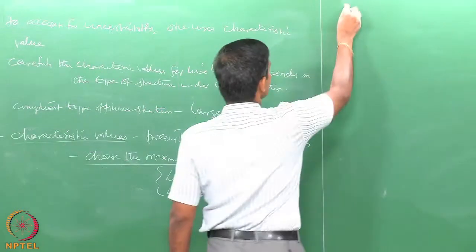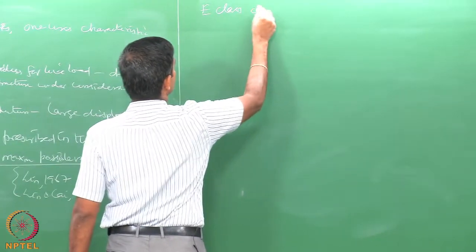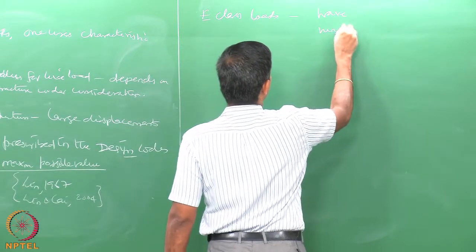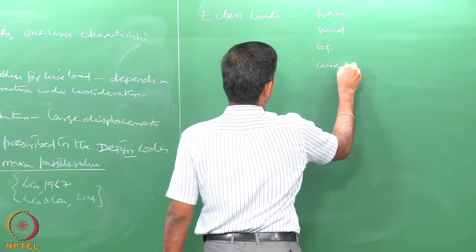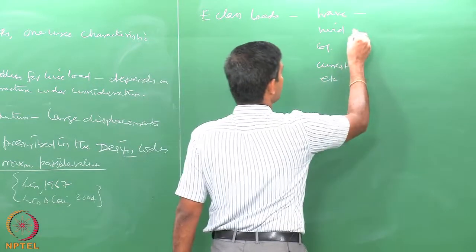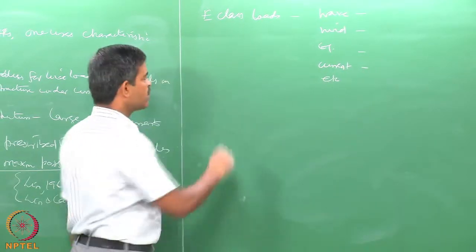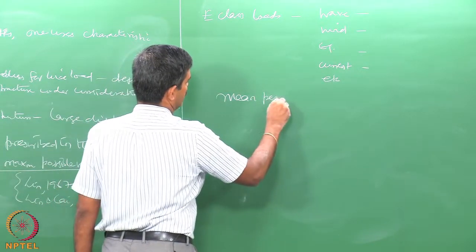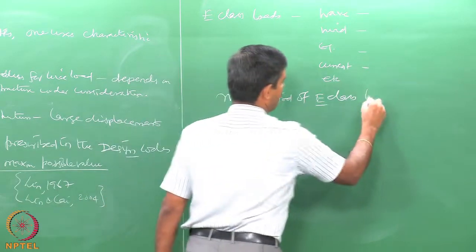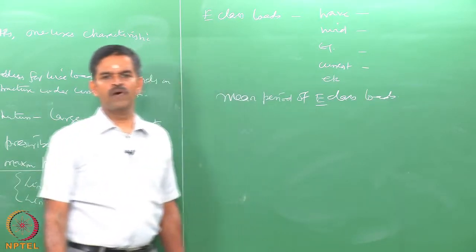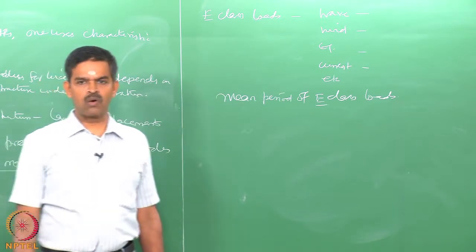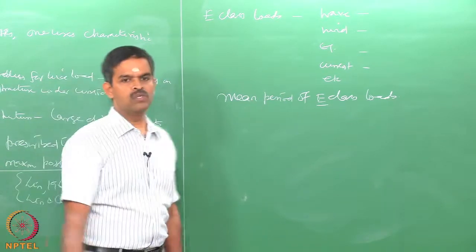I am interested to know the mean period of this entire class of load, which is rather very difficult to estimate. So, environmental loads or E class loads consist of loads from waves, wind, earthquake, current, etc. Each event can have different periods. I am looking for the mean period of E class loads. It is rather very difficult to find out this. The mean period of course is used to account for the characteristic value of this class of loads.